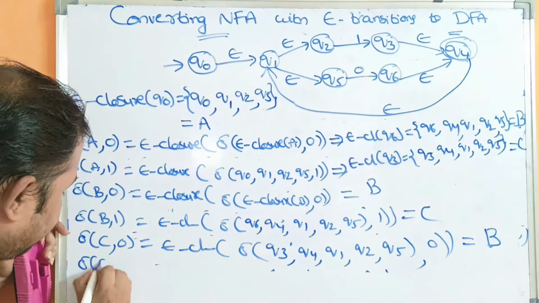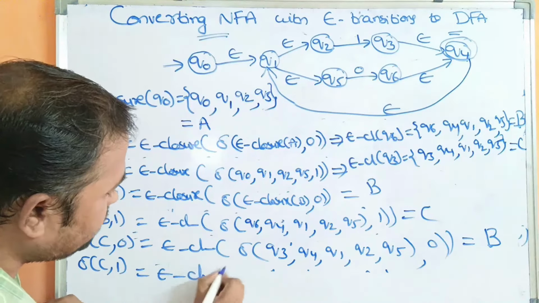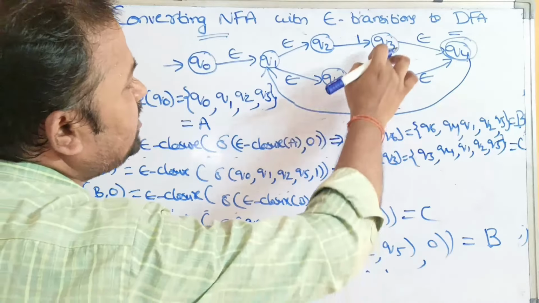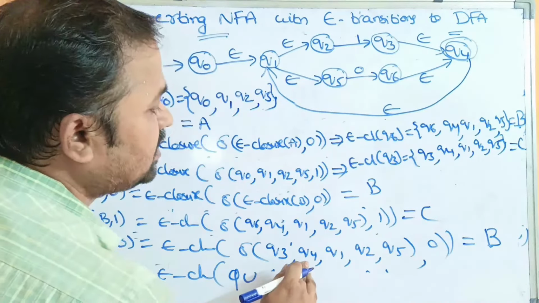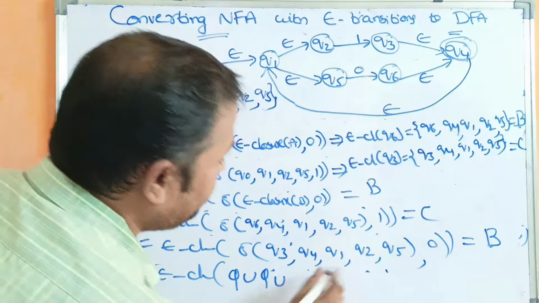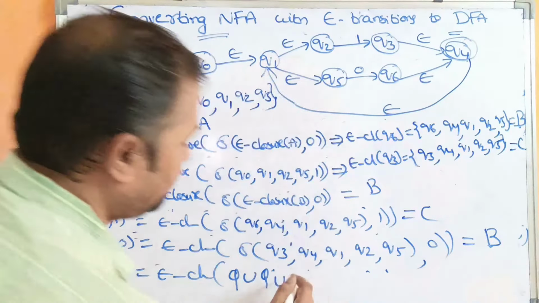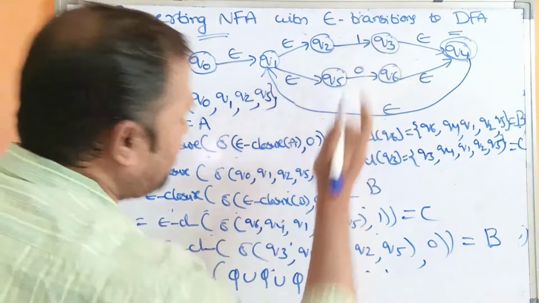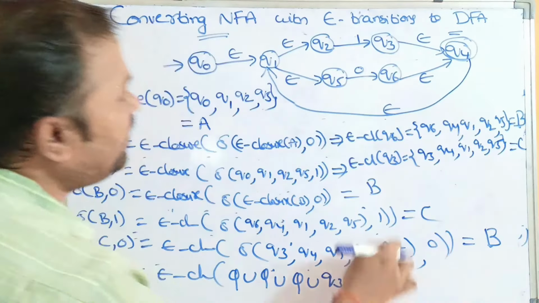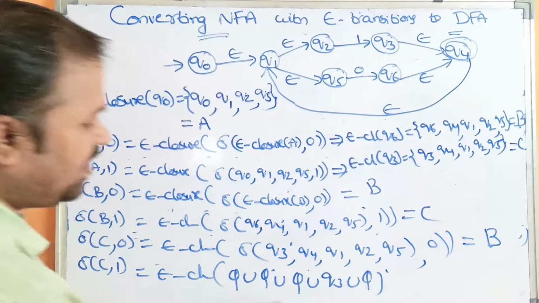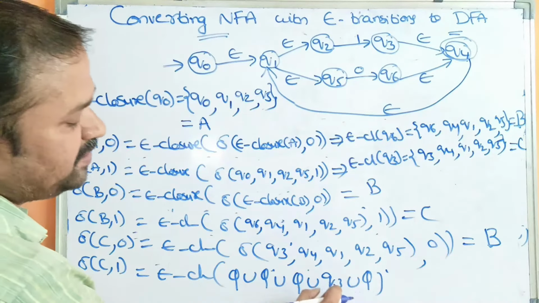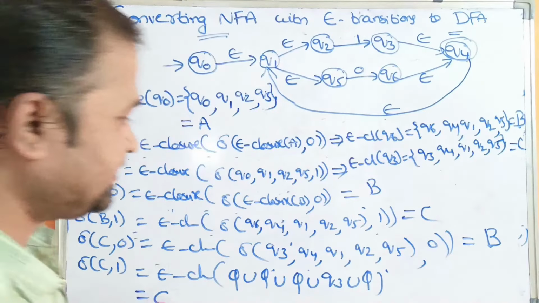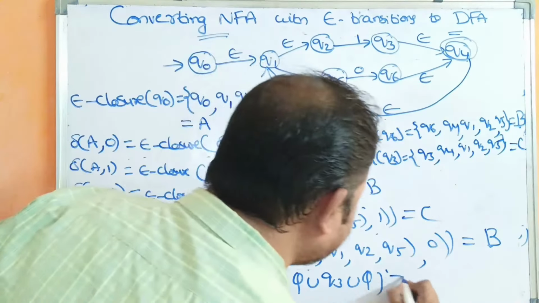Let us calculate the last one, delta of C comma 1. So it is equal to epsilon closure of, now we have to apply 1 instead of 0. What is Q3 comma 1? Q3 comma 1 means phi union Q4 comma 1, which means phi union Q1 comma 1, phi union Q2 comma 1. Here now we are applying 1. So what is Q2 comma 1? Q3 union Q5 comma 1, which means phi. So we got epsilon closure of Q3. What is epsilon closure of Q3? It was already calculated. It is C. C is the result.